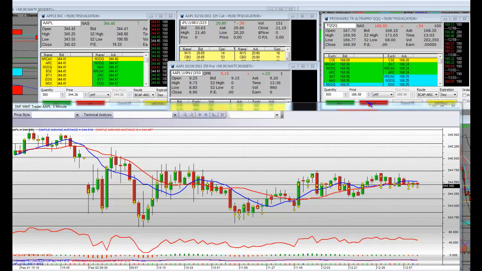Markets opened. It's right now 10:07 a.m. We've had directional movements in Apple Computer with the SMF platform right here. We've had the 325 call, which is deep in the money.